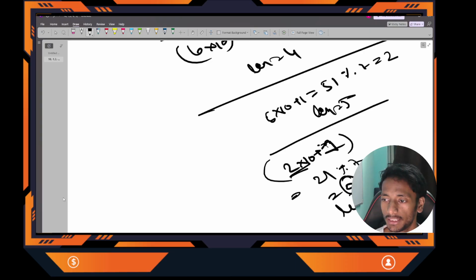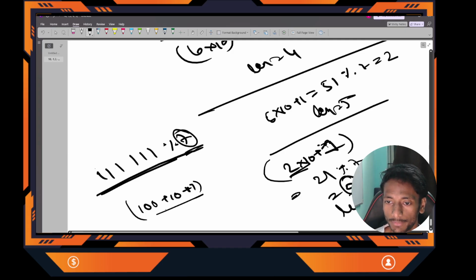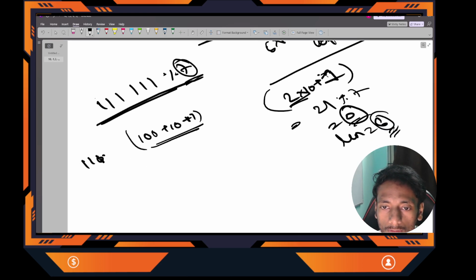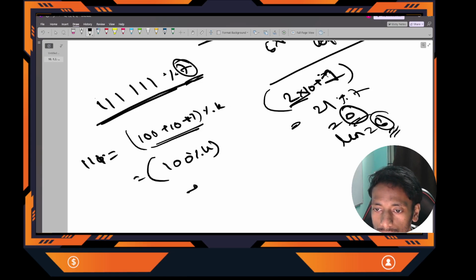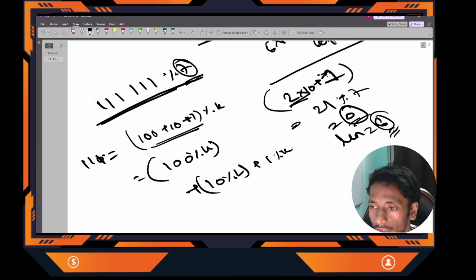Now you can see that if the length is 6, that means 111111 modulo 7, you can check that this number is divisible by 7. Because whatever the remainder I have, suppose there is 100 plus 10 plus 1, this is the number 111. So if it has to be divisible by k, that means 100 modulo k plus 10 modulo k plus 1 modulo k.